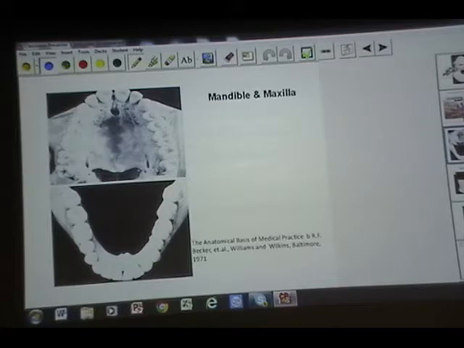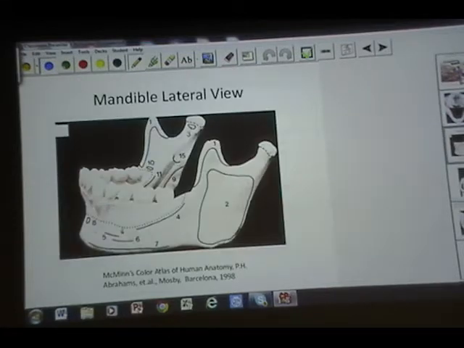Central incisors were not designed to grind. They were designed to hold and to shear the foods that we eat. When you start grinding foods on your central incisors, eventually the patient will lose them due to excessive force.